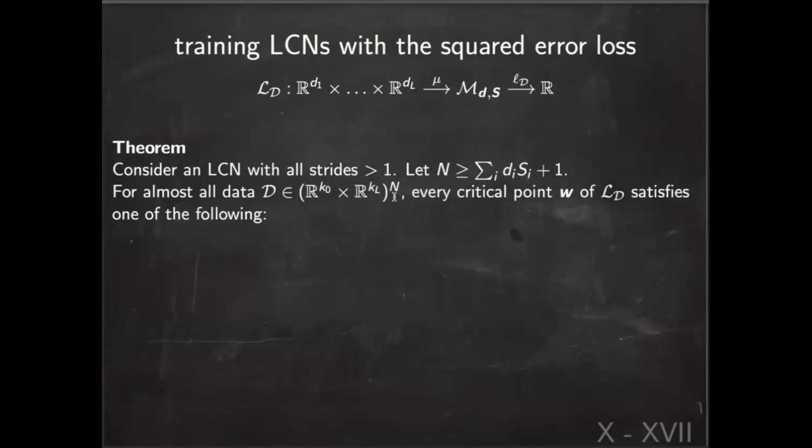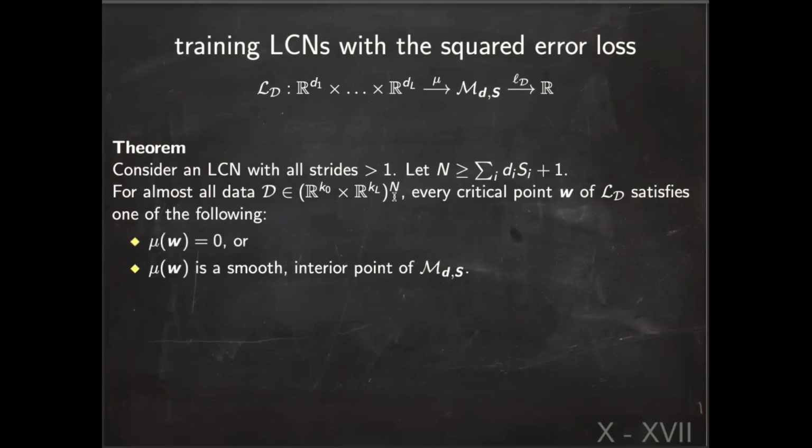Okay, here are now finally the results. If you train a convolutional network, this theorem, the easy version, is for when every single stride is larger than 1. We have a more general one, but for the purpose of this talk, every single stride is larger than 1, and capital N is just the amount of data, how many input-output pairs, just large enough. Then for almost all such N-tuples of data, every single critical point satisfies that it's either just the zero function or a smooth interior point of the function space. Let's pause on this theorem and see if there are some questions.